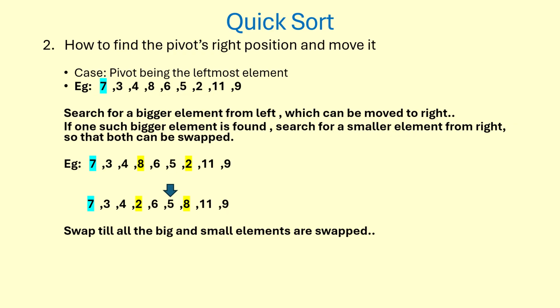This should continue till all the elements are searched. Now, the end of the smaller partition would be the pivot's right position. Here in this case, 5 is the end of the smaller partition and 7 can be swapped with 5.